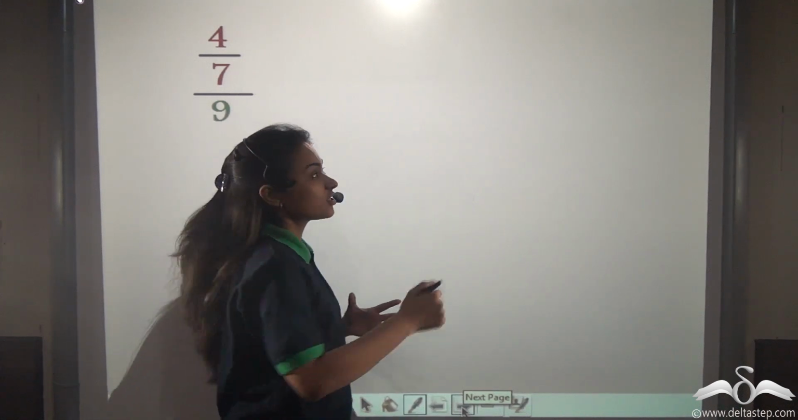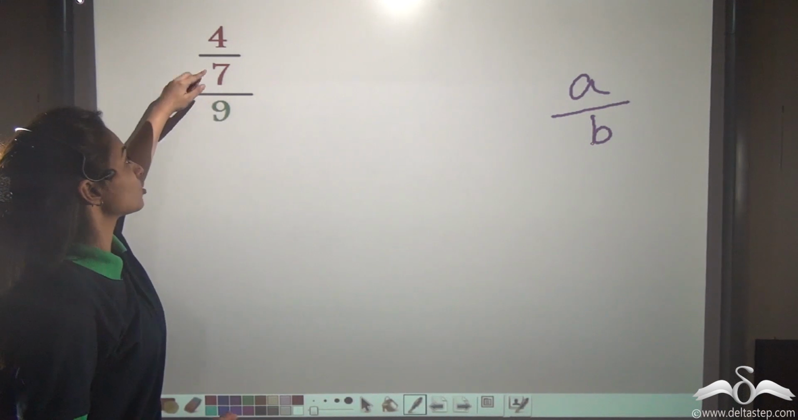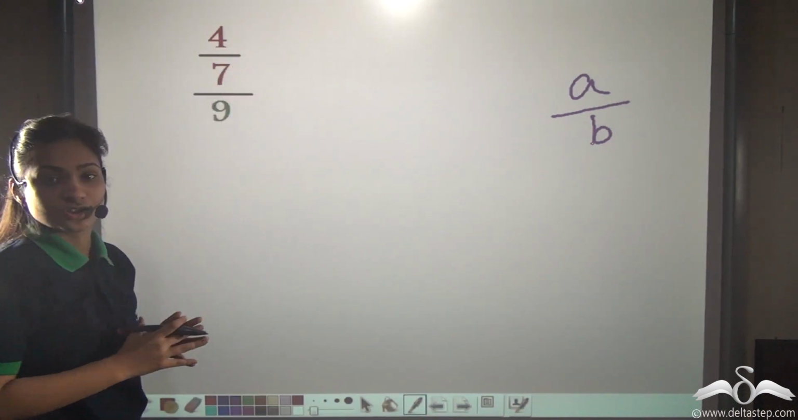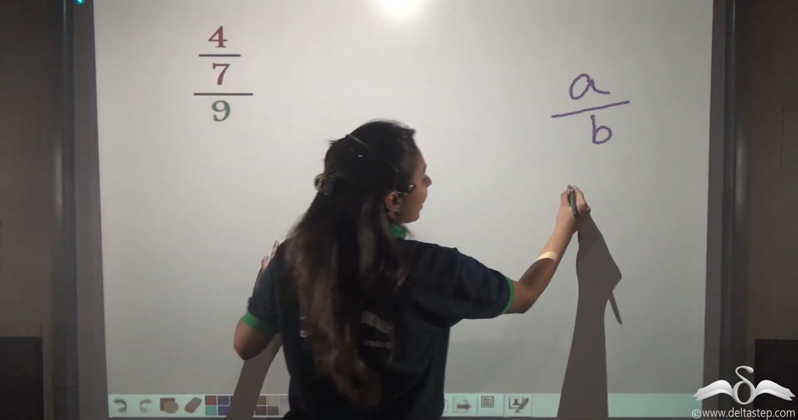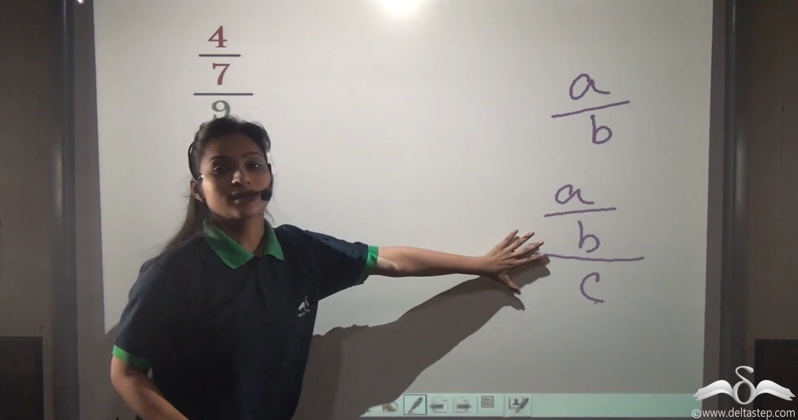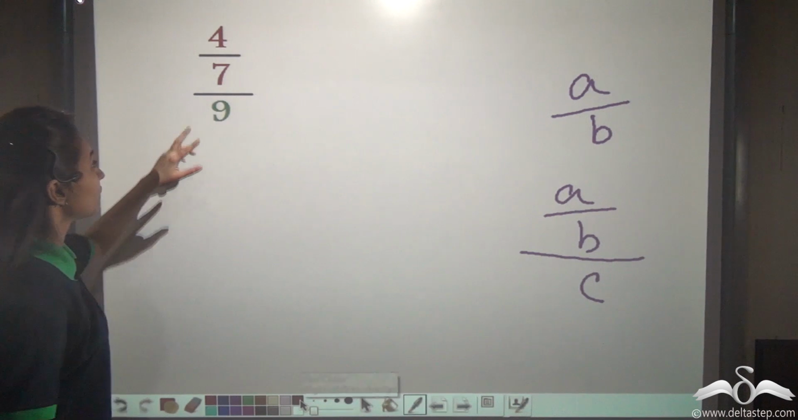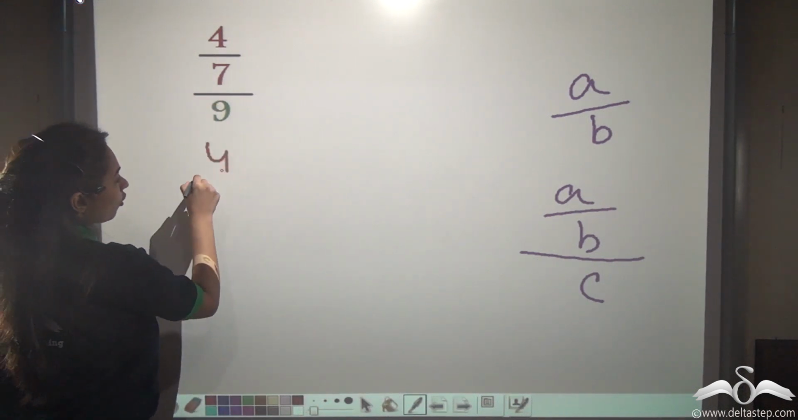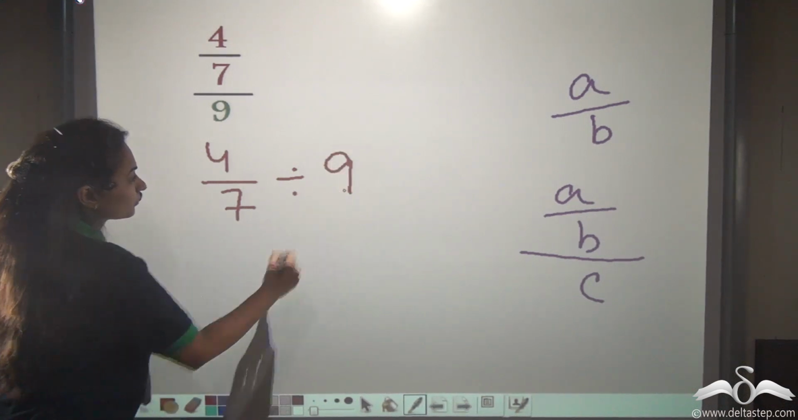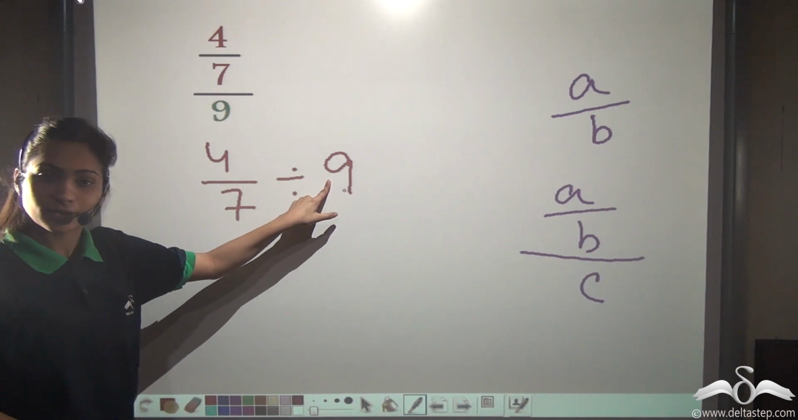You know that fractions are of a by b form. Now this is also in a by b form, but the a here is itself a fraction. So you can say this is actually a by b whole by c in this form. So how will you solve this? Well, what we will do is we can write this as 4 by 7 divided by 9. So the numerator divided by the denominator, right?